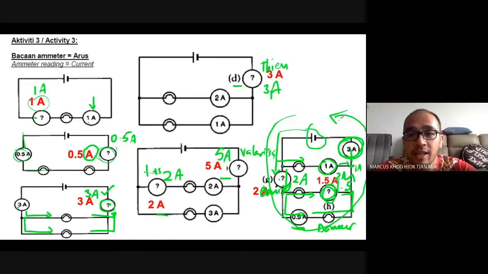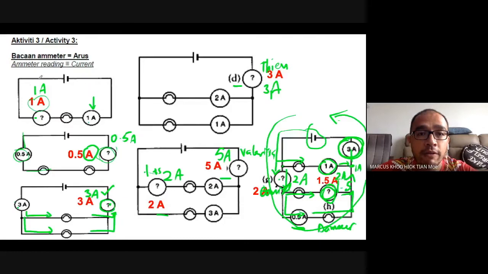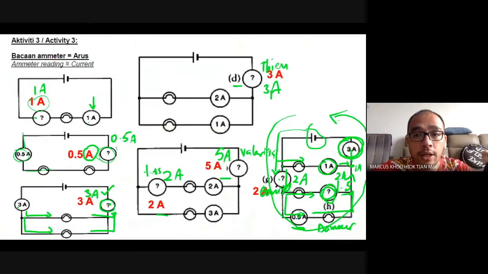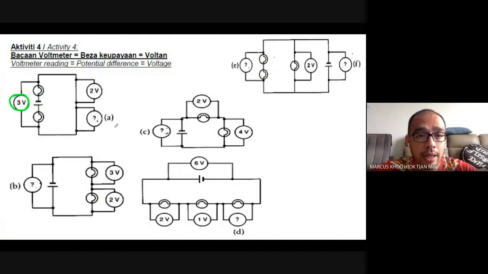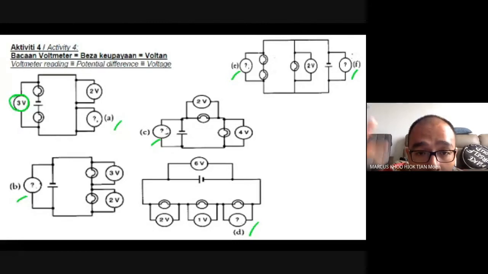Now let's talk about the potential difference. Remember, the battery is where the main voltage is. But in potential difference, as I mentioned before, in a series circuit the potential difference is divided. So take a look at this. There is A, B, C, D, E, and F. Remember, series circuit is divided. Parallel circuit is the same. Take a look, and then I will ask you once again.